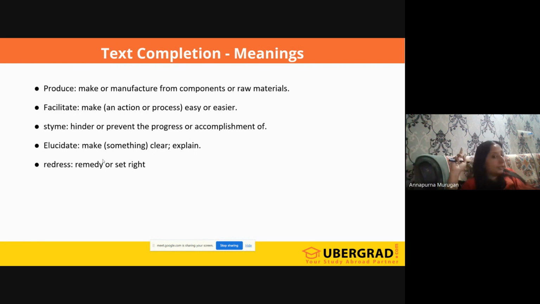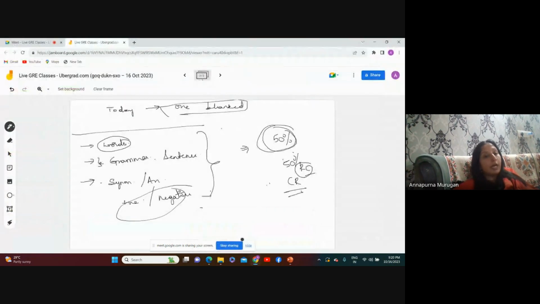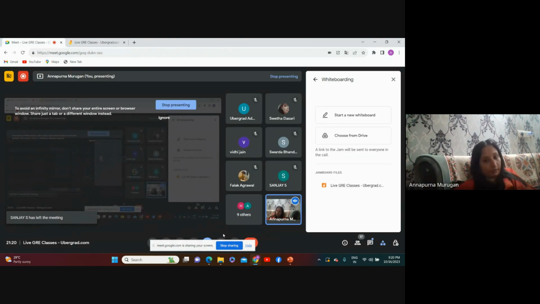Hence, elucidate is not right. Redress is what? To remedy. That means you're giving a kind of remedy. Are they trying to give a remedy here? No. They want to control, isn't it? So therefore, all of these go out, and the right word here is stymie. Got it, guys? So this is how you need to approach your one-blank questions.